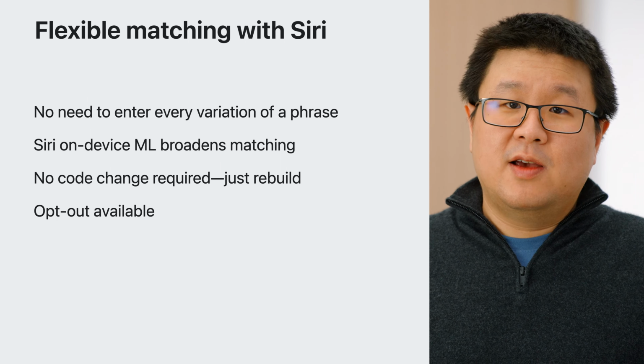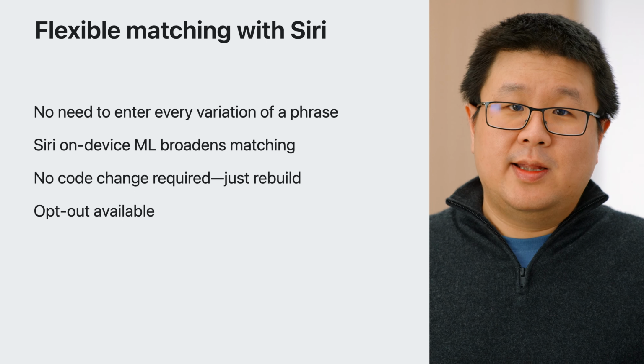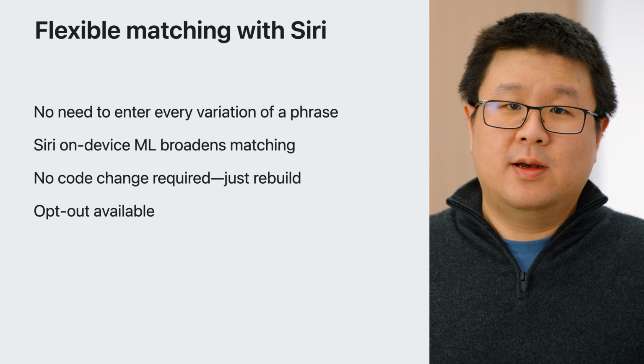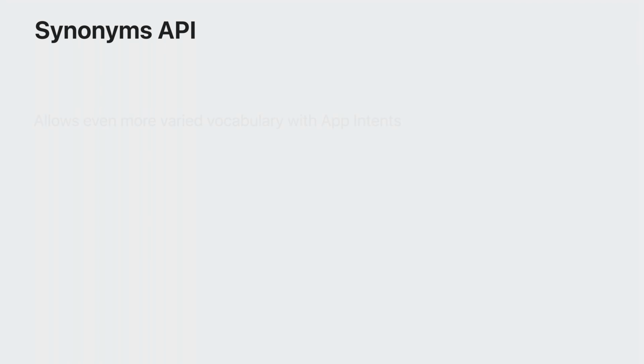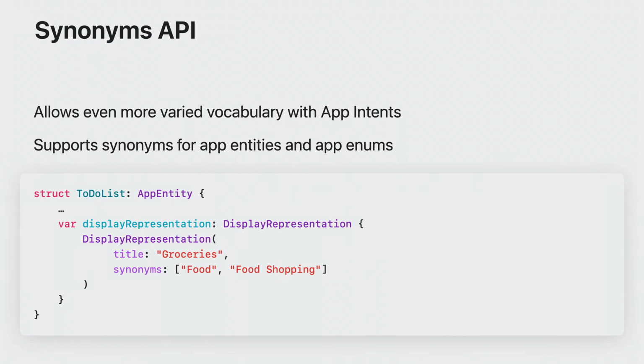If you're not yet ready to adopt flexible matching, you can opt out by disabling the enable App Shortcuts Flexible Matching build setting, and revert to having exact match only on your App Shortcuts phrases. To help further broaden the naturalness of App Shortcuts phrases, there is also a new Synonyms API. This is a small addition to the Display Representation API so that you can define additional synonyms for app entities and app-enum cases.